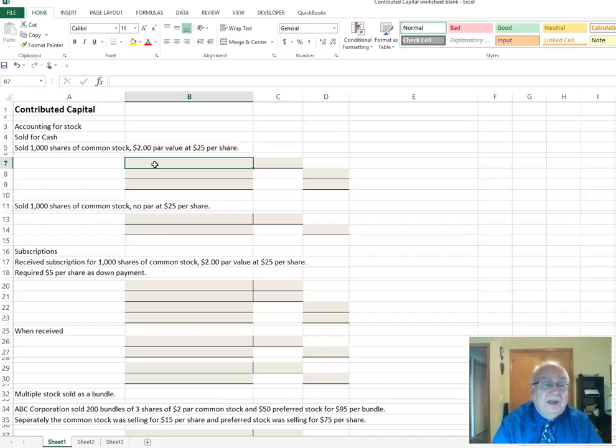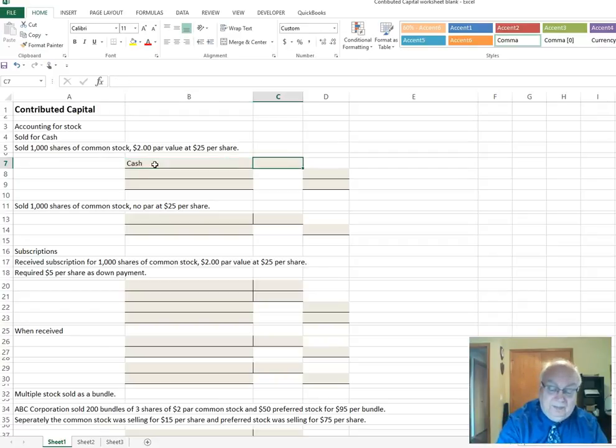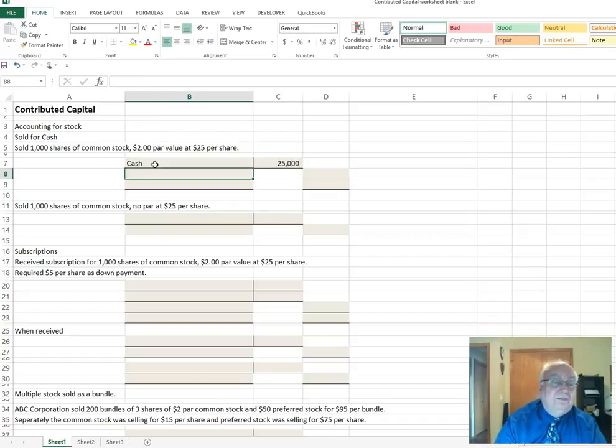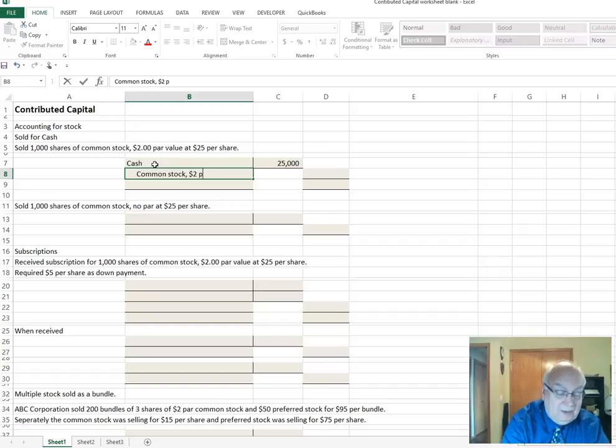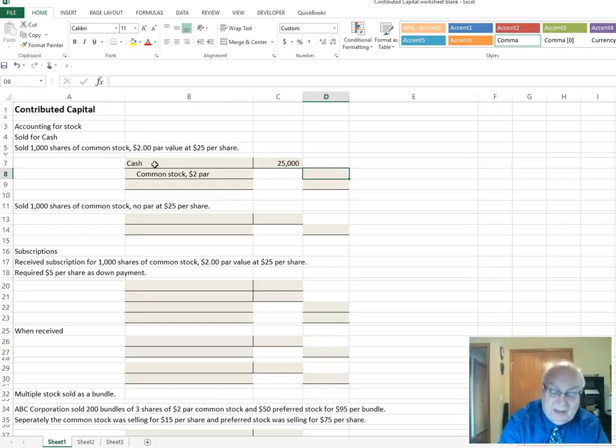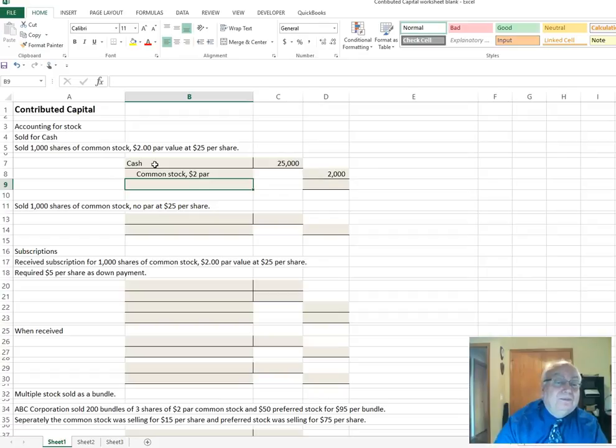We're going to sell 1,000 shares of common stock, $2 par value, at $25 a share. So we're going to sell it for cash, so we received cash. And we sold 1,000 shares times $25. Okay. Then the credits, we issued common stock, and we're going to put in there $2 par, and that's equal to 1,000 shares times the $2 par value.